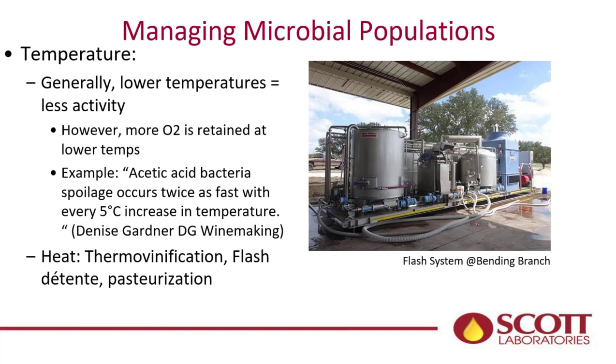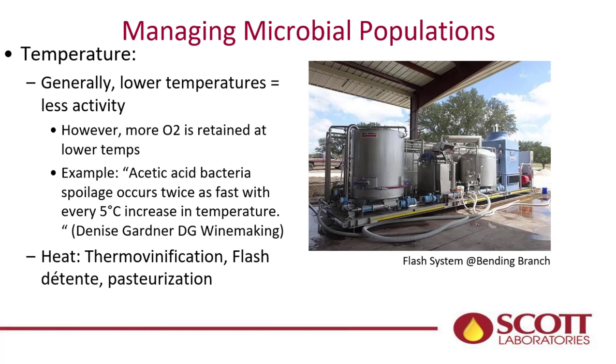Another thing to consider, this is a quote from Denise Gardner. I was listening to one of her webinars a while back, and I thought this was a really good illustrative statement: acetic acid bacteria spoilage occurs twice as fast with every 5 degrees Celsius increase in temperature. I work in Fahrenheit most of the time, so 50 degrees, 60 degrees, 70 degrees Fahrenheit, you can really have some vast differences in microbial growth at those temperatures.